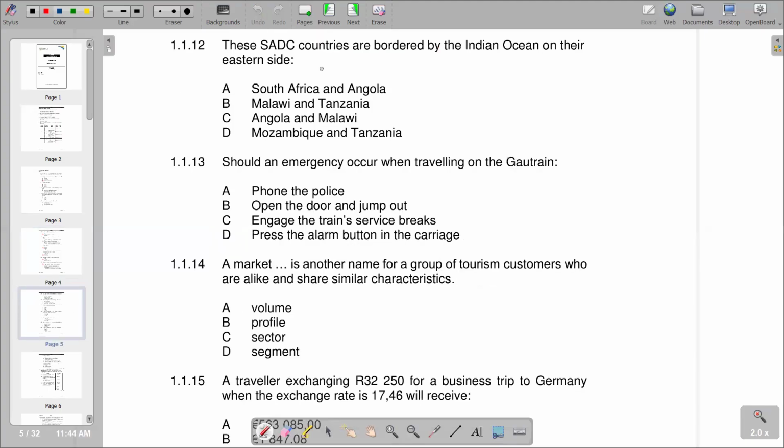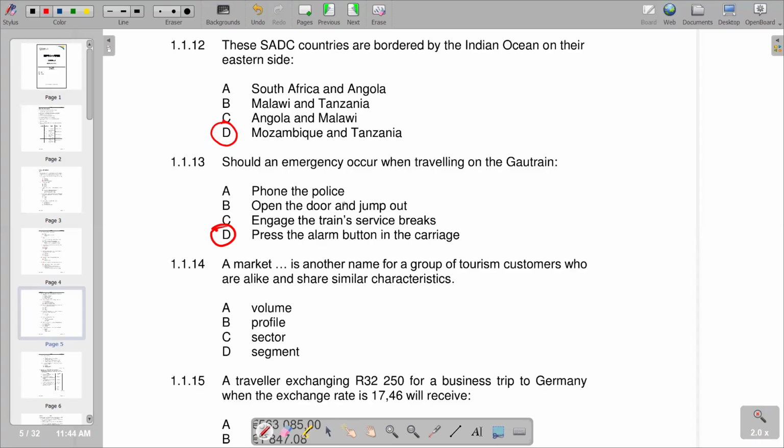Then we go to number 12. These southern countries are bordered by the Indian Ocean on their eastern side. So according to what we have got, Mozambique and Tanzania. D is the correct response. Then we go to number 13. Should an emergency occur when traveling on the Gautrain, what should you do? This is the response that we have. We have D. Press the alarm button in the carriage. That's very important. Is the correct one.